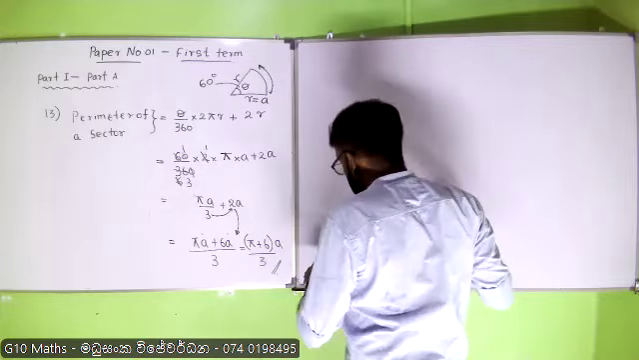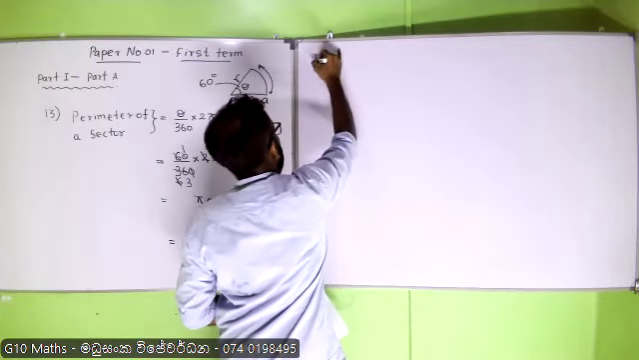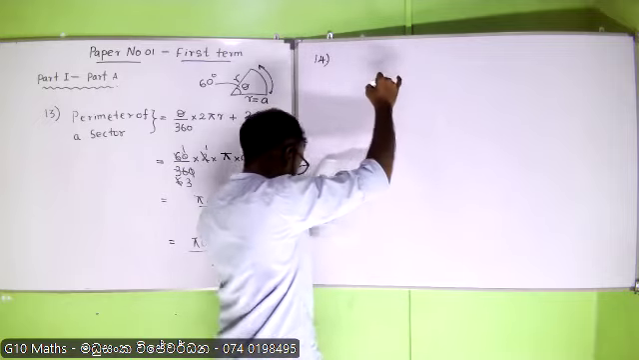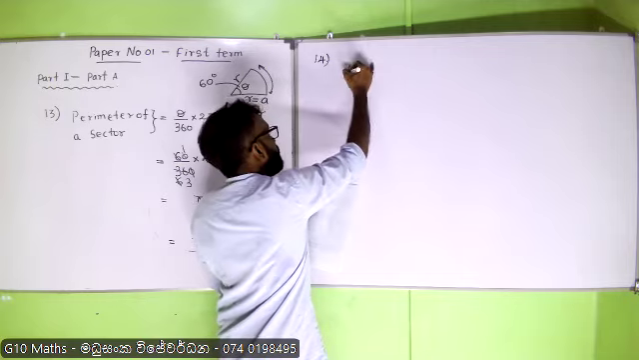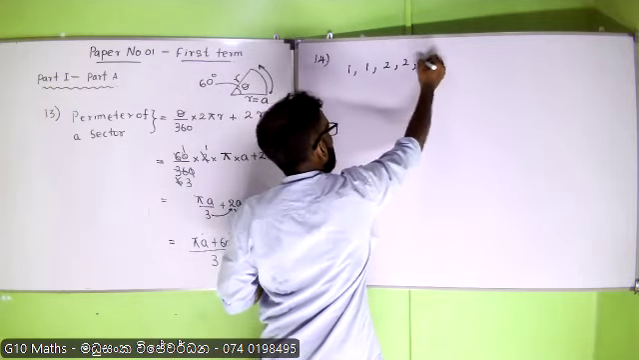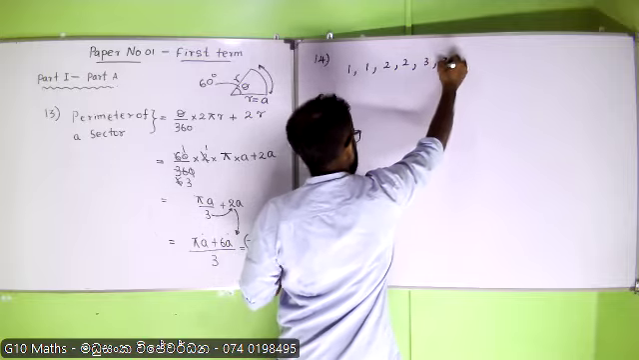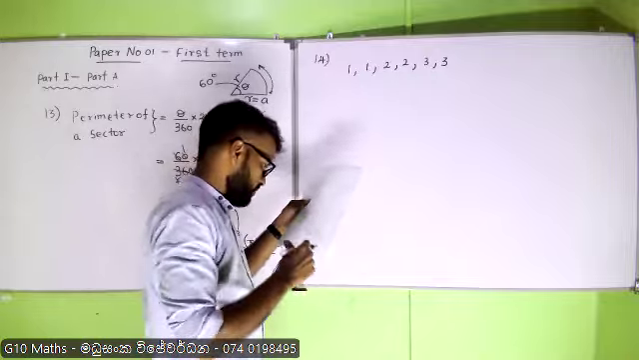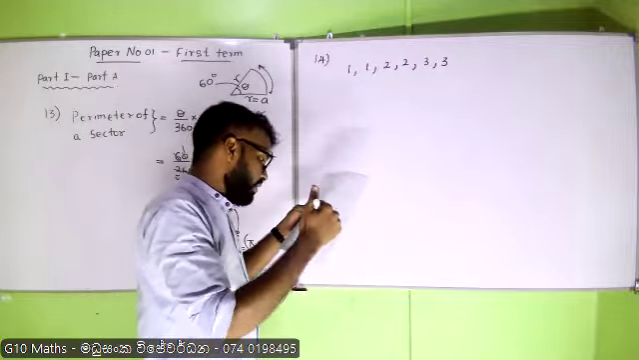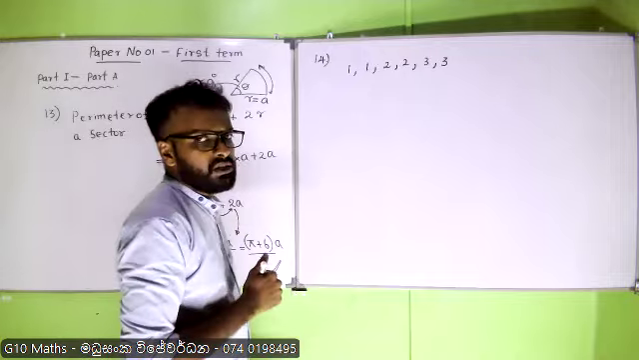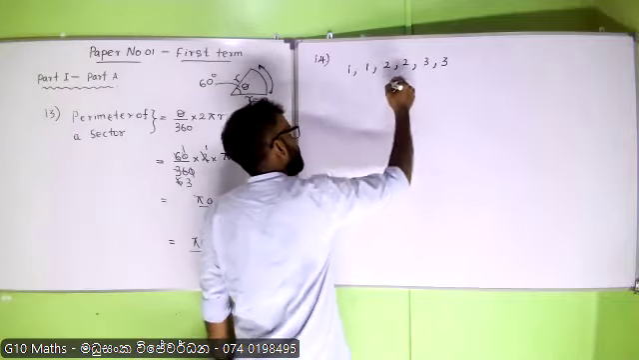From your grade 9. A cubical dice marked 1, 1, 2, 2, 3, 3 is tossed once. What is the probability of getting a prime number? So what are the prime numbers here? How many prime numbers are there?